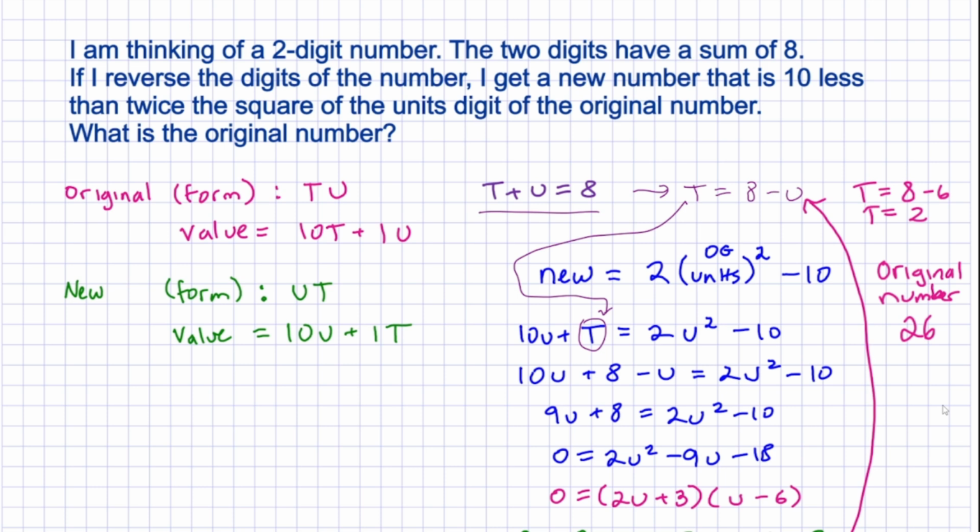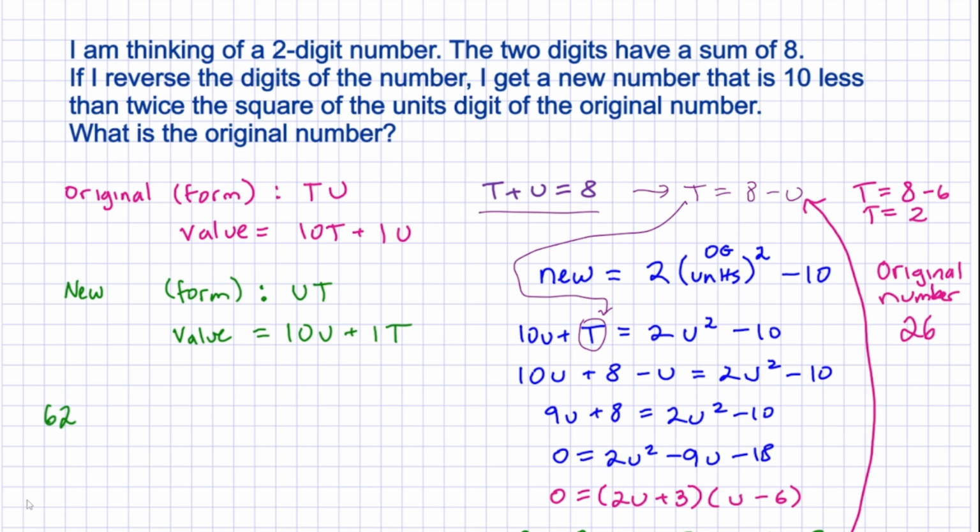Let's see if our answer 26 makes sense. We'll go through the prompt one sentence at a time and make sure that it actually works. So I am thinking of a 2-digit number. 26 is a 2-digit number. Good. The 2 digits have a sum of 8. 2 plus 6 is 8. So that's good. The next sentence, we might have to write some stuff down. If I reverse the digits of the number, I get a new number. And that number is 62 because we reverse the digits of 26 and get 62.